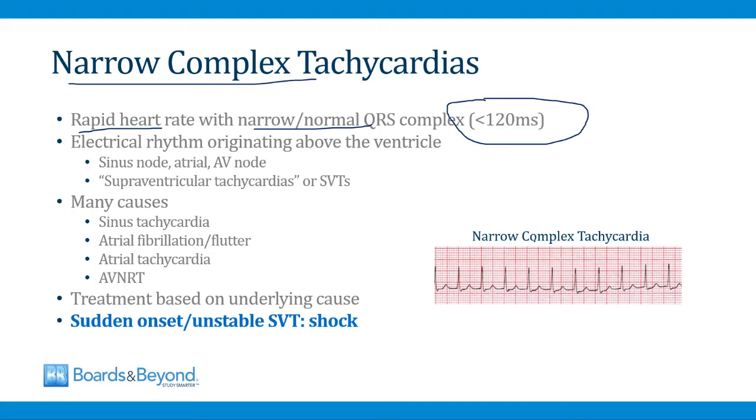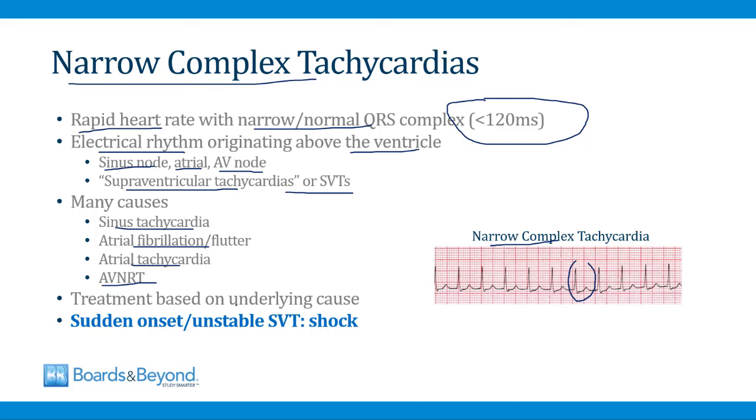In contrast, narrow complex tachycardias have a rapid heart rate with a narrow or normal QRS interval that's less than 120 milliseconds. This is a narrow complex tachycardia shown on the screen here, and hopefully you can appreciate that these QRS intervals are not wide. When the QRS interval is narrow, it always means that the rhythm is originating above the ventricle. It could be coming from the sinus node, like sinus tachycardia. It could be coming from the atria, like atrial fibrillation, or it could be coming from the AV node, like AV nodal arrhythmias. And because all narrow complex tachycardias originate above the ventricle, we often call them supraventricular tachycardias or SVTs. And there are many causes of SVTs, things like sinus tachycardia, atrial fibrillation and flutter, atrial tachycardia, and AVNRT, which we'll talk about later, in addition to other arrhythmias.